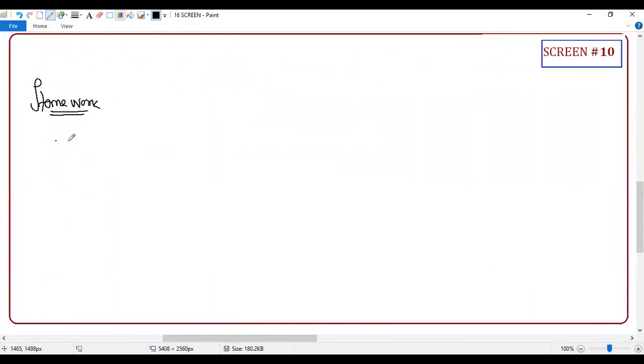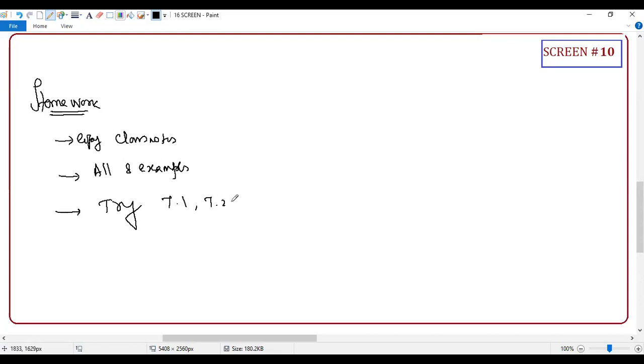So first, copy the class notes and all 8 examples and try. Totally you are having 3 exercises. How many exercises? 7.1. Try the exercise.